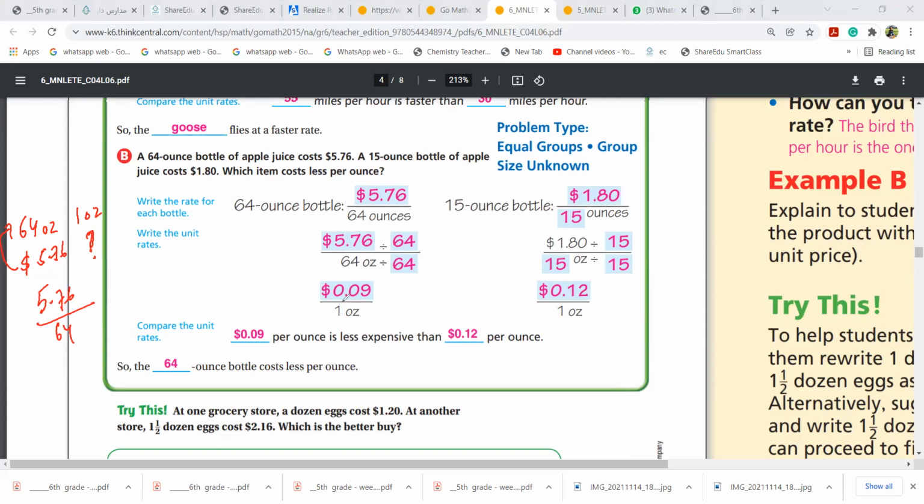So how do you get the number? I will not give such difficult numbers, but if you do 576 and 64, you get 9. Then you just put a point before the two numbers, 1, 2, and you get 0.09. Did you get it? Now here, forget that there is a point, just put 180 and 15. 15 times 12, 15 times 1 is 15.